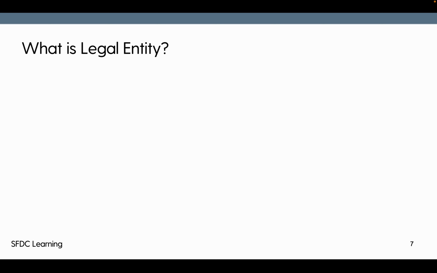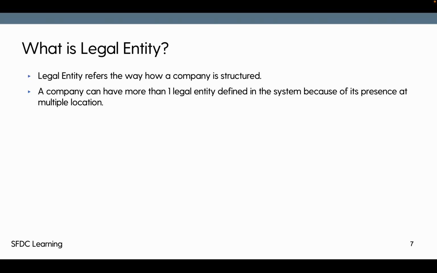Now let's see what is legal entity. Legal entity refers to the way a company is structured. Right? Consider there is a company, right? It has more than one branch in different cities, right? So those branches of the company available in different states or different cities are called legal entities. Let's say consider India. A company is there, its entity is available in Gujarat, its entity is available in Maharashtra, right? So those both are called legal entities.